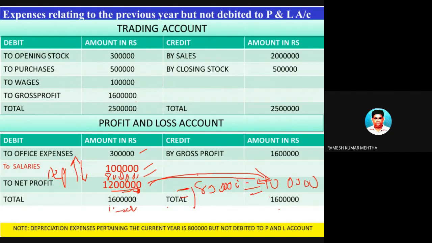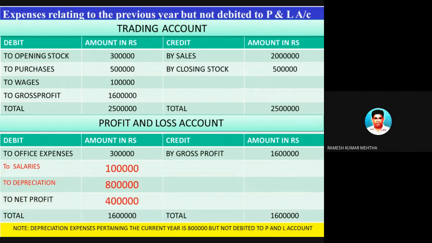So please remember the rule. Now in the next slide, I have included the depreciation and how the net profit is changing from 12 lakhs. Look, net profit was previously 12 lakhs. It has changed to 4 lakhs by adding the expenditure which was not shown previously. Now it has been shown. So this is the way you have to correct it.